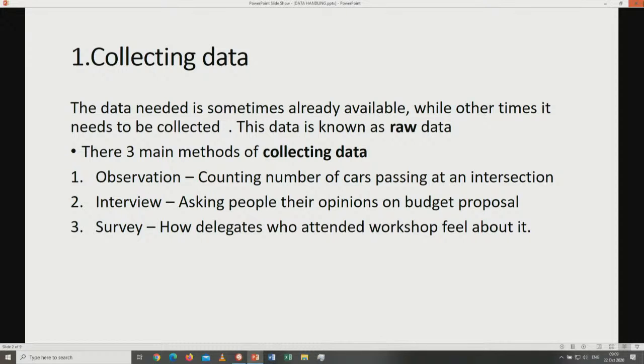And then the second method of collecting data is called interview. Asking people their opinions on a budget proposal, we can use an interview. And then the third one is survey. How did delegates who attended the workshop feel about it? A survey is normally given in the form of a questionnaire whereby you give yes or no answers. So those are very important methods of collecting data, good people. Grade 12 learners, it's very important to know that we have three methods of collecting data, which are observation, interview, and survey. They are very, very important and they can be assessed.